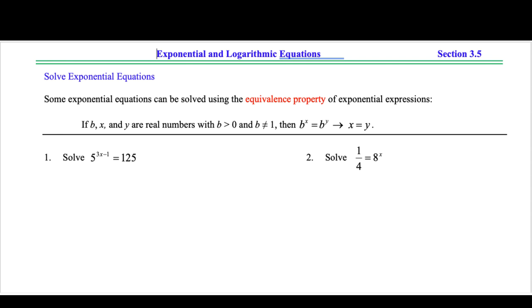So if b raised to the power of x is equal to b raised to the power of y, that implies that x has to equal y. The exponents have to be equal to each other. So if you can rewrite an exponential equation in such a way that the bases are the same on both sides of the equal sign, then you can apply this property. Let's look at a few examples to illustrate how this might work.